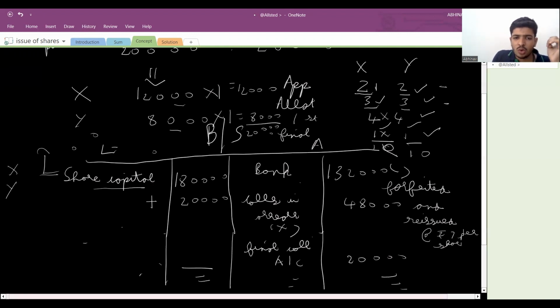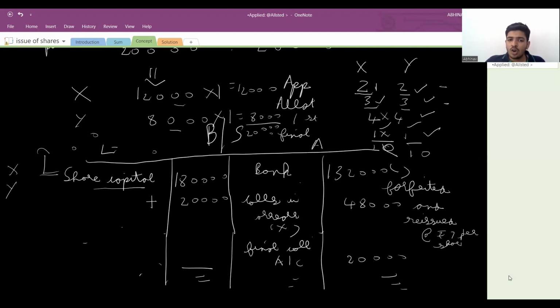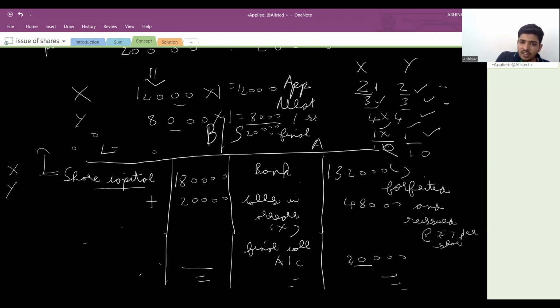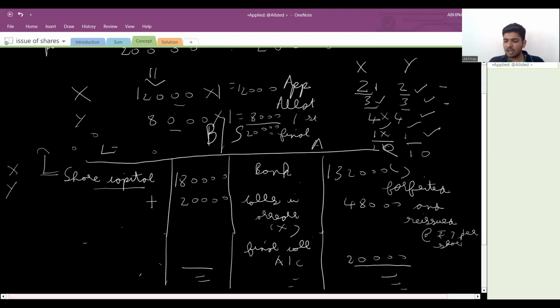Both sides are tallying even now. The due entry is this: before, the company couldn't do anything. Now X and Y are owners, and the company has a right over its owners. So the company wants to increase the share capital of X and Y by 20,000 rupees. For that, it's making X and Y due of 20,000 rupees. So the name of X and Y is given as share final call here so that both sides tally. That's the reason, the meaning of this entry.